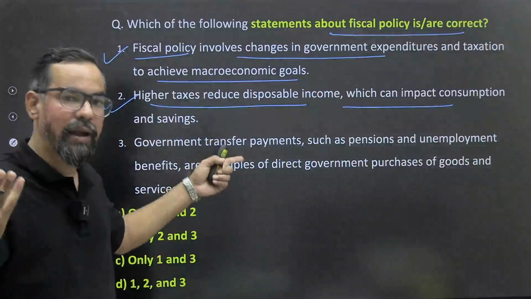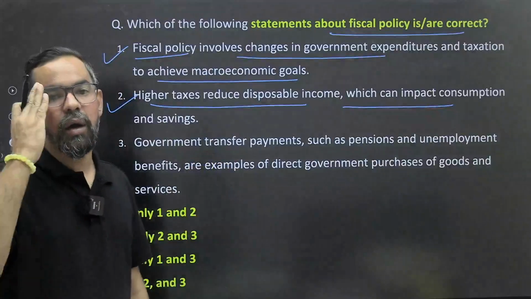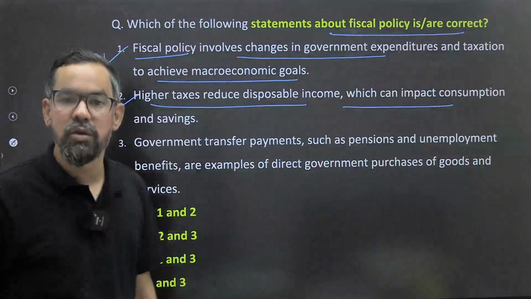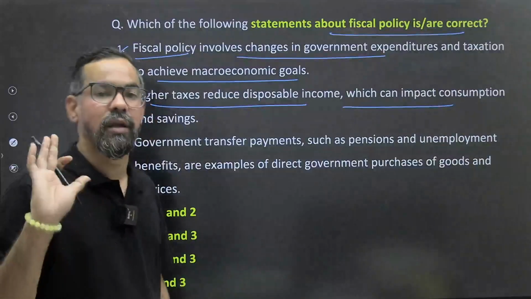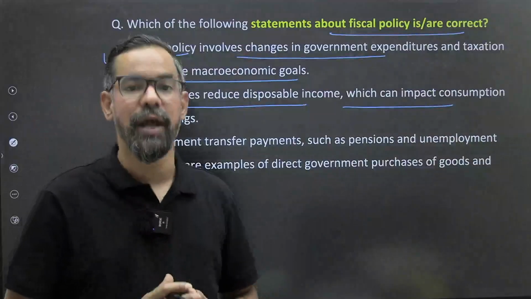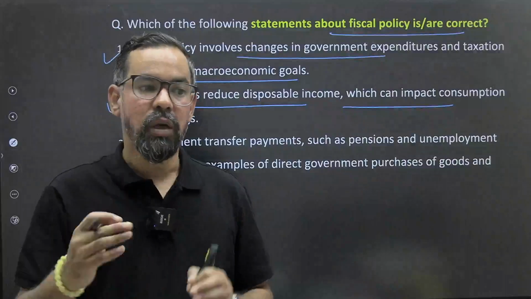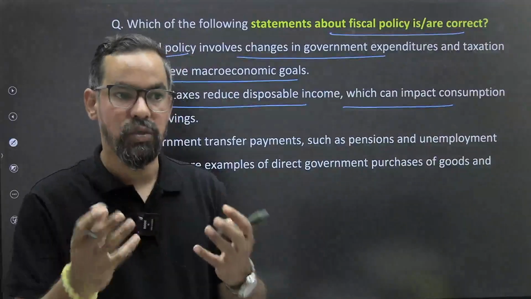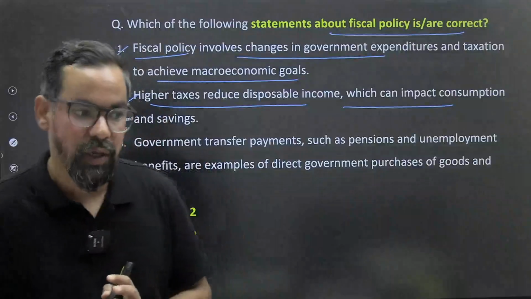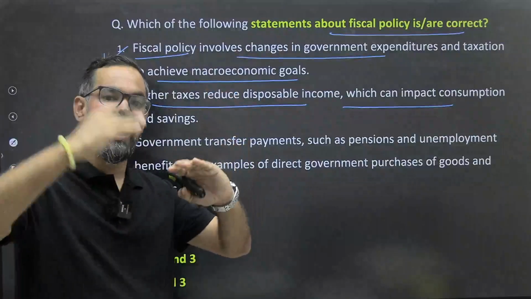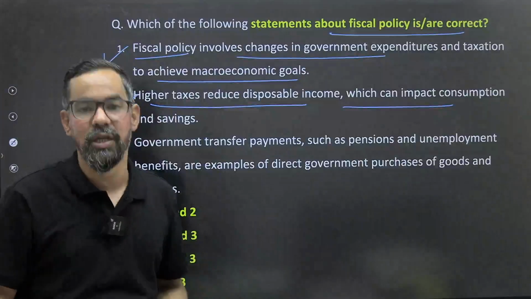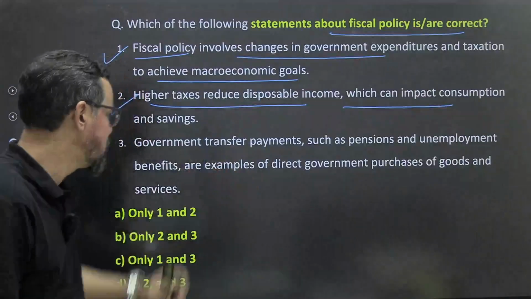If there are high taxes, let's say you are earning 1 lakh rupees, and out of 1 lakh rupees, let's say there is a flat 30% tax rate. So you have to give 30,000 to the government. Now you have only 70,000 for consumption. That 70,000 is your disposable income. If the government increases the tax from 30% to 40%, now you'll have only 60,000 in your hand, right? So that is the logic.